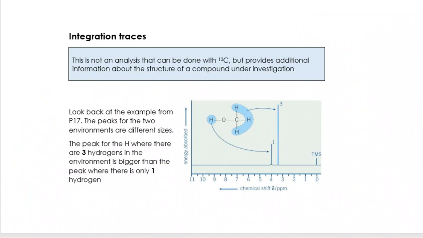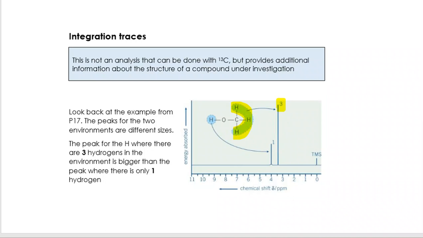So let's take it a step further and let's look at integration traces. Now, we don't do this with carbon-13. This is new to hydrogen or proton NMR. And it says, look back at the example, peaks of two environments are different sizes. I've got three H's in one environment. That's giving me a peak around 3 times bigger than the one where there's one hydrogen environment. You can see the 3 hydrogens and the 1 hydrogen in a 3:1 ratio.